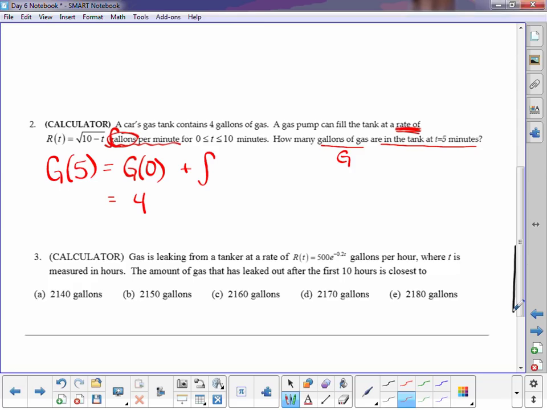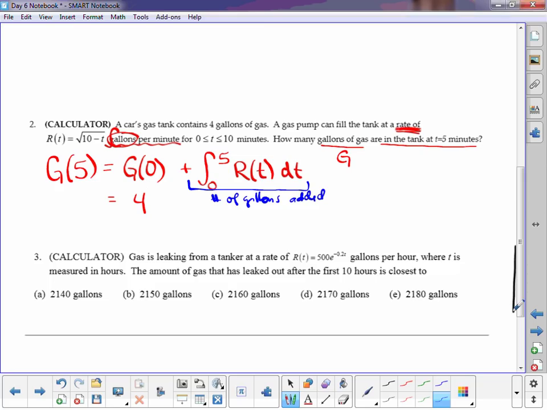So we want to find, again, this is my initial amount, plus how much did I gain from 0 to 5 minutes. Now, I'm integrating the rate at which the gallons are being placed into my tank. So this, again, tells me the number of gallons added from 0 to 5 minutes, right? That's how much has been pumped into my car.